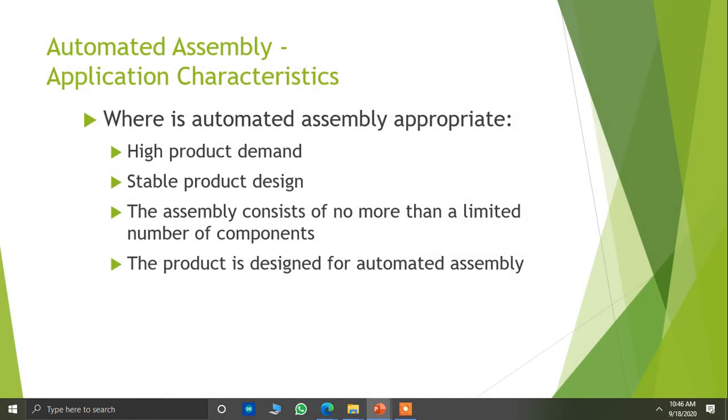The first thing is, where do you apply these automated assemblies? Where there is high product demand and stable product design. What do you mean by high product demand and stable product design? Can you name a few good examples? One particular product where you have high product demand throughout the entire day.